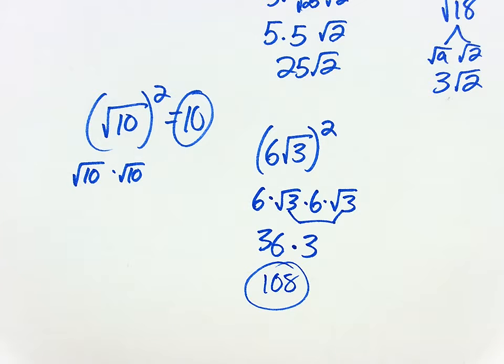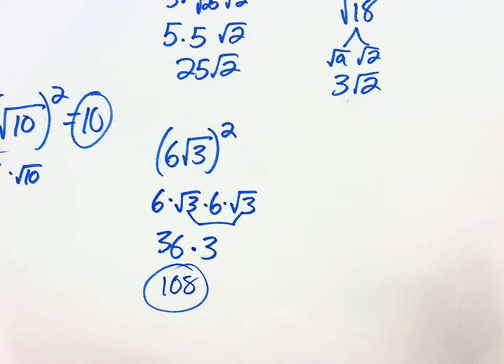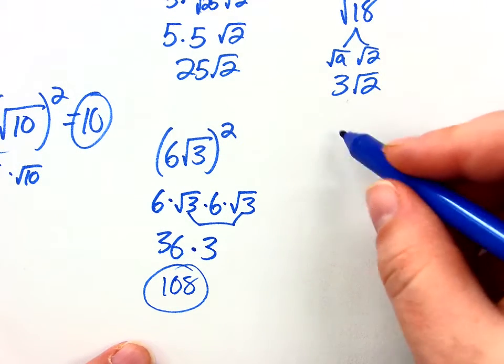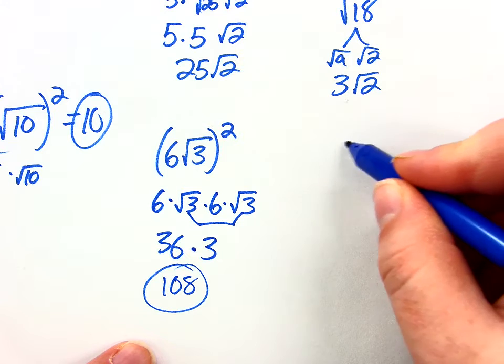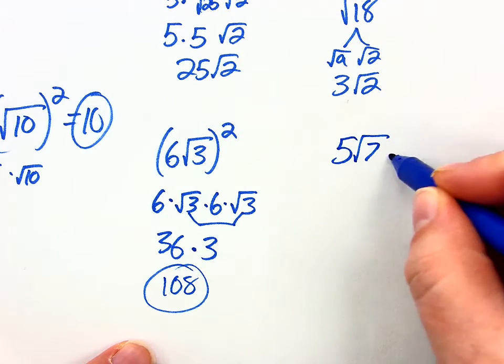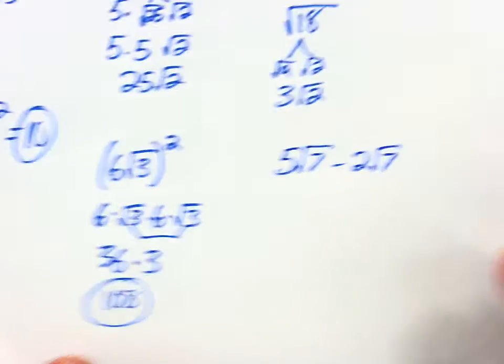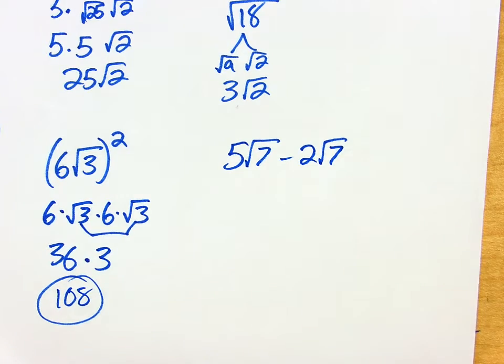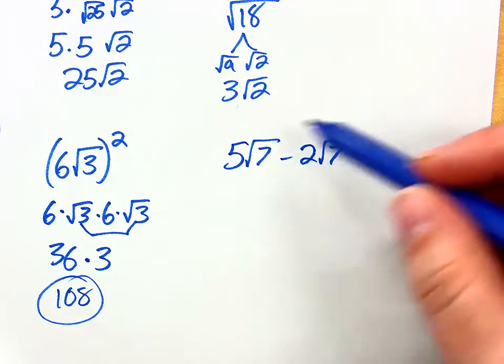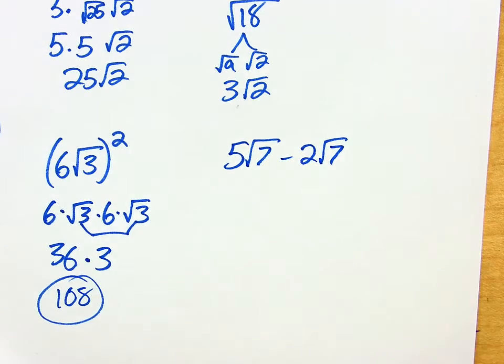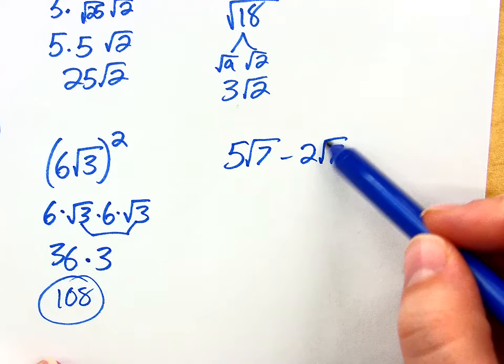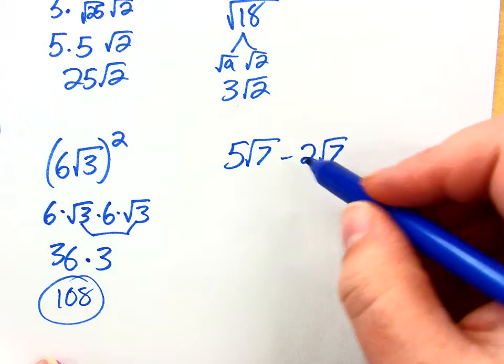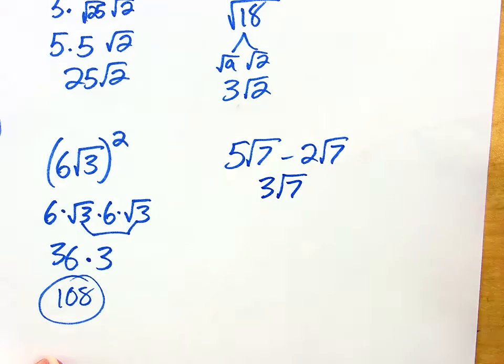Okay? And then one more thing real quick that I want to go over is if you wanted to add or subtract these. So let's say you had 5 root 7 minus 2 root 7. 3 root 7. It's just as though the radicals were x's. So 5x minus 2x is 3x. The x's don't change. Same thing here. 5 root 7s minus 2 root 7s gets you 3 root 7s.